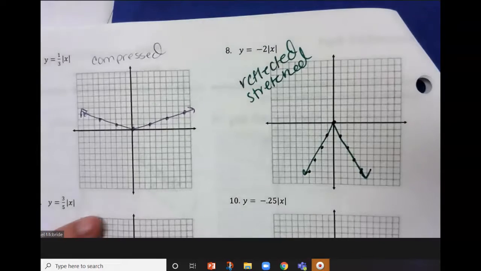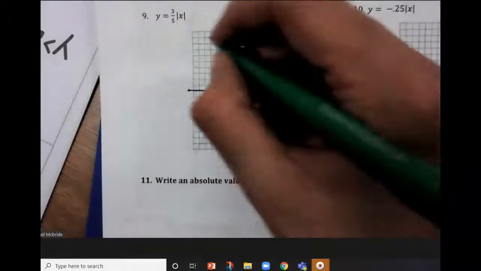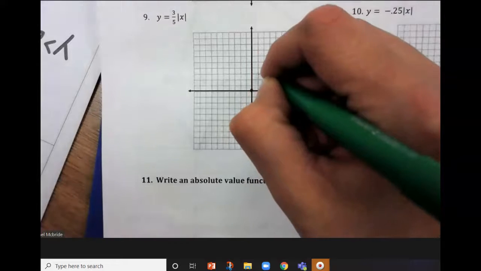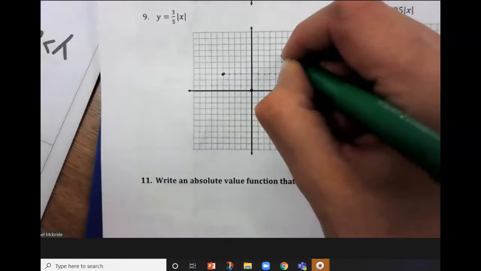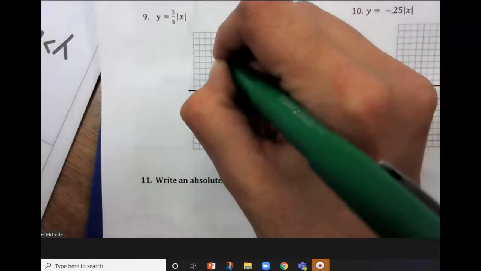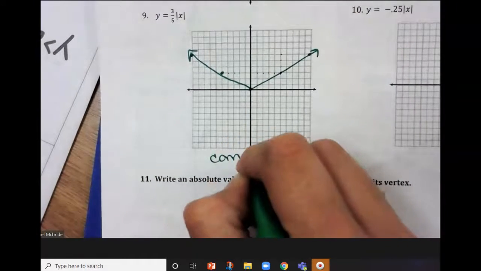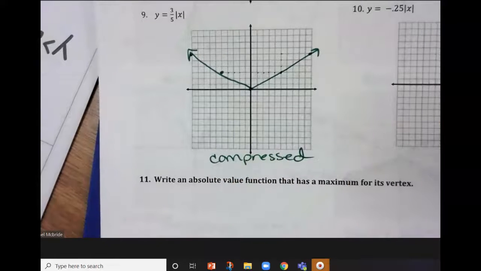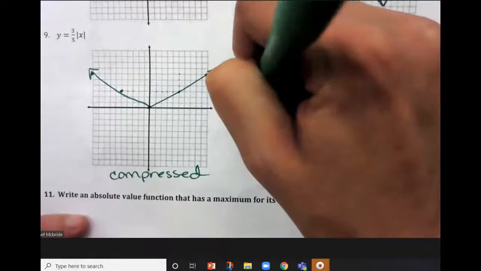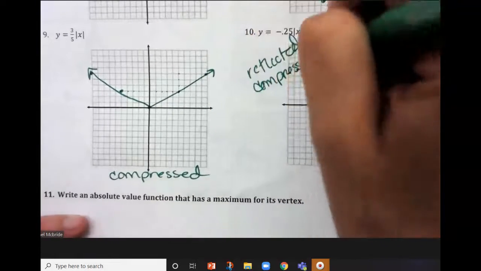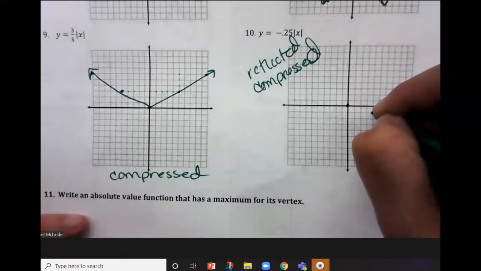Once again, all of these graphs are only stretched or compressed, so all vertexes are at (0, 0). So this graph is compressed. Your slope is 3 over 5. And again, compressed. And 10. 10 is reflected and compressed. So it is open down like a frown, and your slope is 1/4.